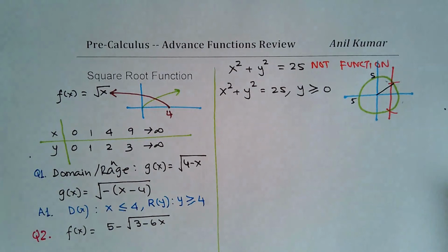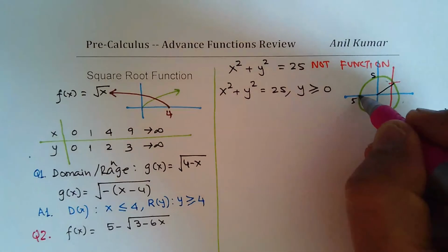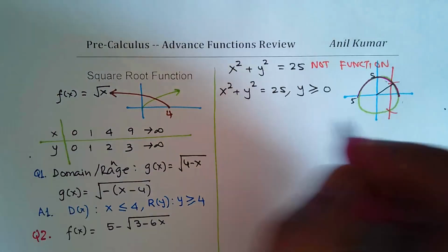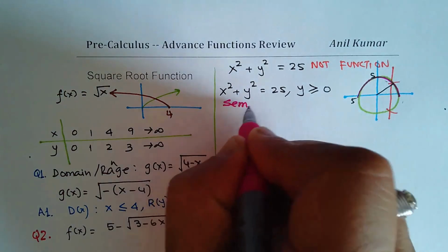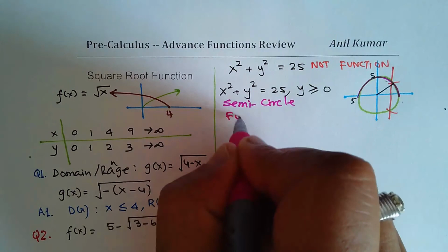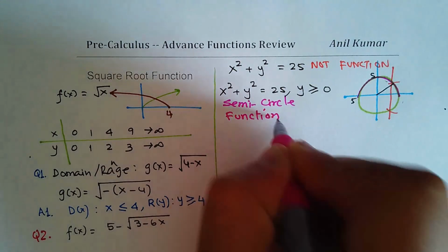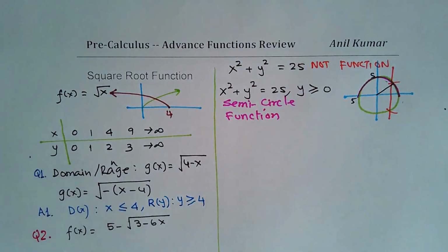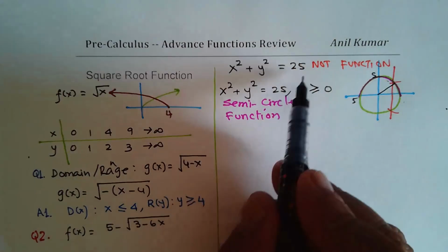Then we are talking about a semicircle, which is a function. Now this is very important to understand. Perfect. Now let's re-look into this particular equation.